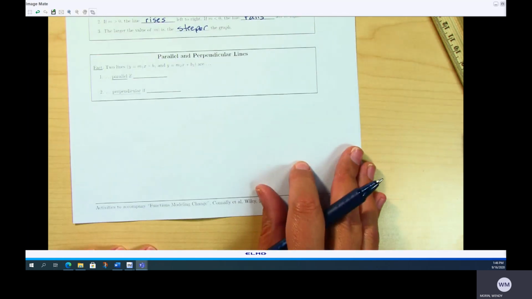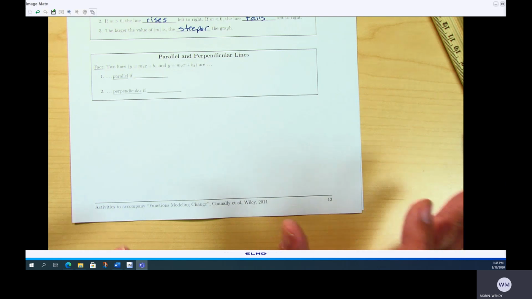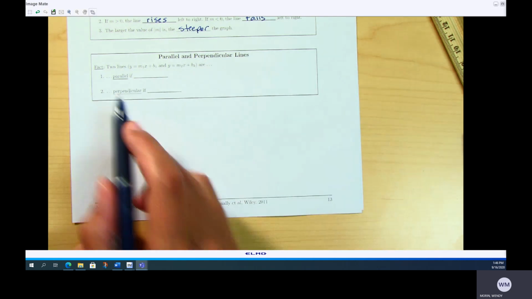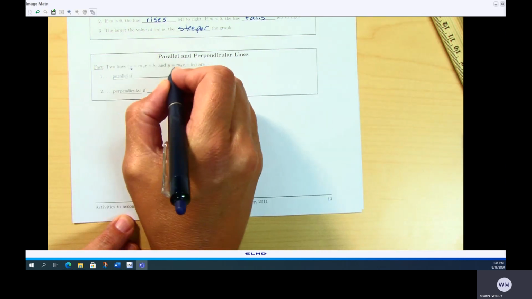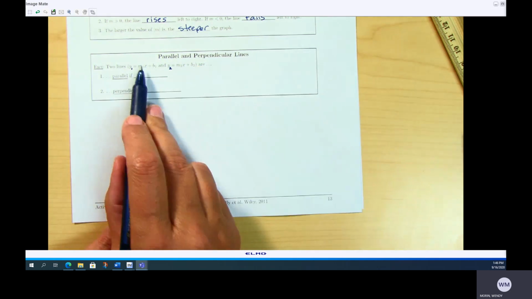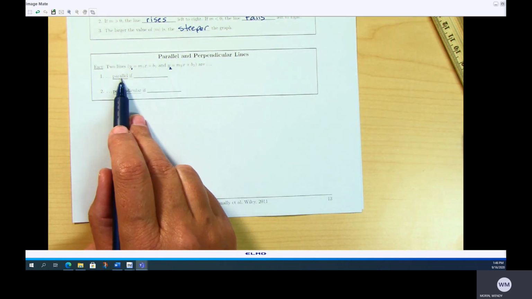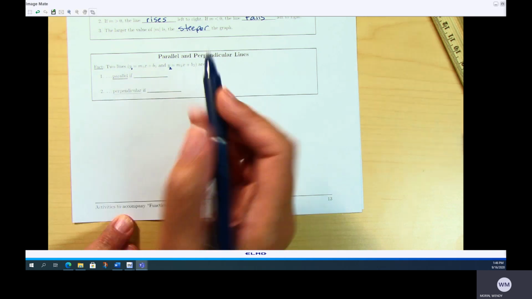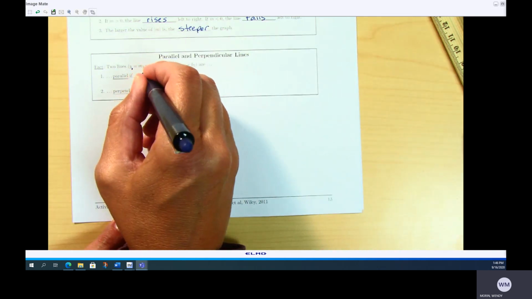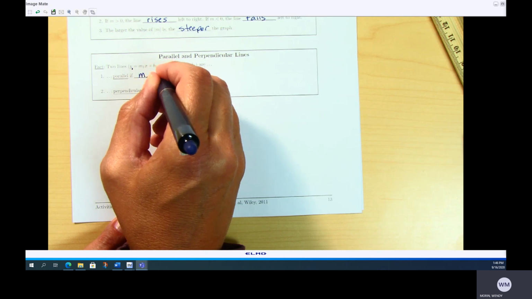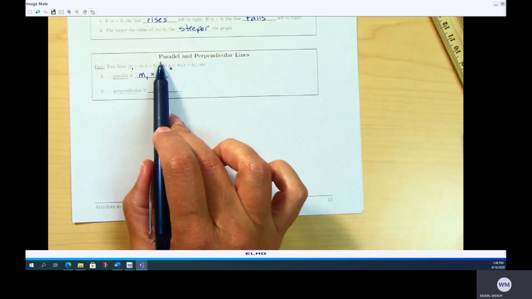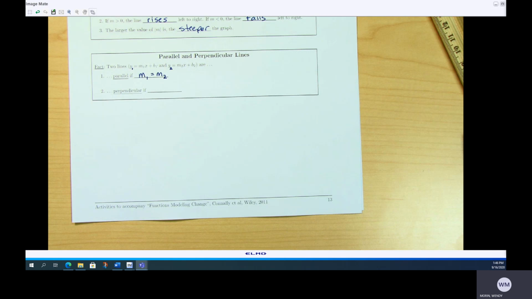Next is a review of parallel and perpendicular from geometry. So we have two lines. We'll call this y sub 1 and y sub 2. Slope 1, slope 2. Okay, what do you know when two lines are parallel? Well, when they're parallel, they have the same slope, but they would have different y-intercepts. Same slope, same y-intercept, same line.